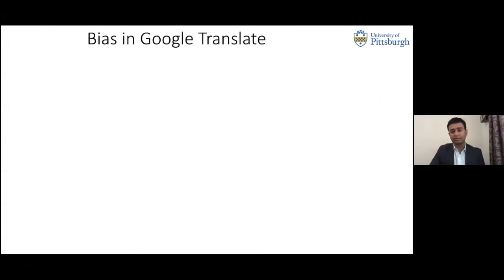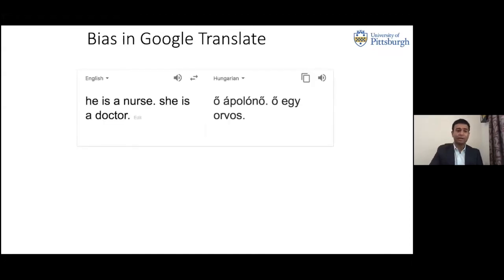This is bias in Google Translate. So for example, if I write this text in English, "he is a nurse and she is a doctor," and if I try to translate this text into Hungarian, then I get this text. Now, I don't know Hungarian, but I know a simple fact: if I take this text, copy it, and translate it back into English, I should be getting the same text, right?